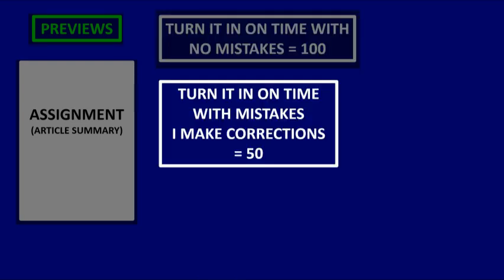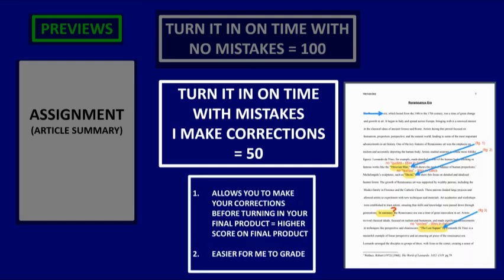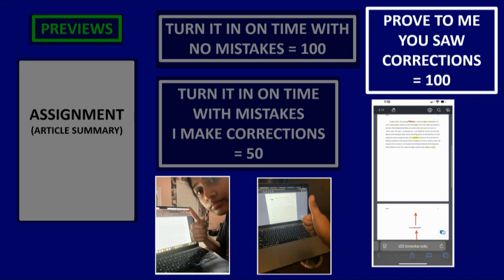If you turn it in on time with mistakes, I'll make corrections and I'll give you a 50. And then the corrections would look like something like this. This allows you to correct these things by the time you turn it in with the final Beast. And that way you'll have a higher score and it'll be easier for me to read. If you show me that evidence that you saw the corrections, then I will change that 50 into 100. It could be a screenshot of the corrections or a selfie with you in the corrections, even just a picture of the corrections with a thumbs up.